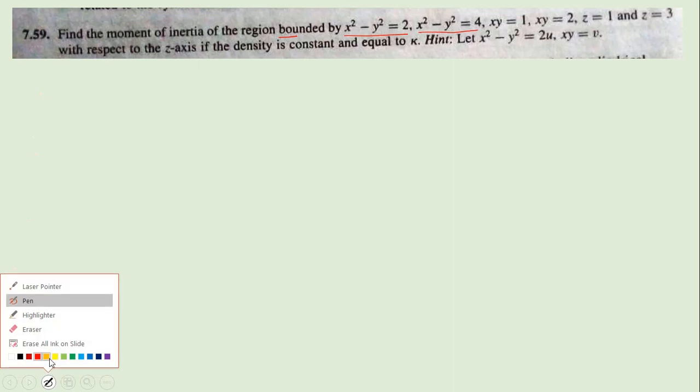Look at problem 7.59. It says: find the moment of inertia of the region bounded by x square minus y square equals 2 and x square minus y square equals 4. So we need to find the moment of inertia. Think about the formula of the moment of inertia. You know the moment of inertia I is nothing but the integration of dm into r square.